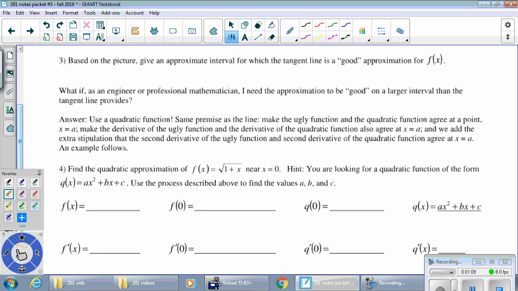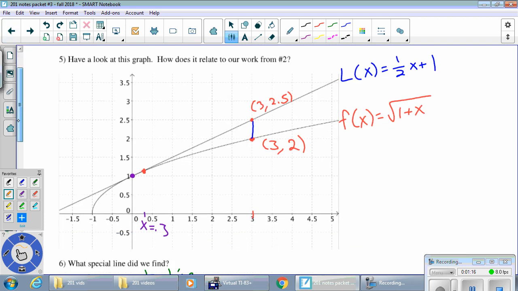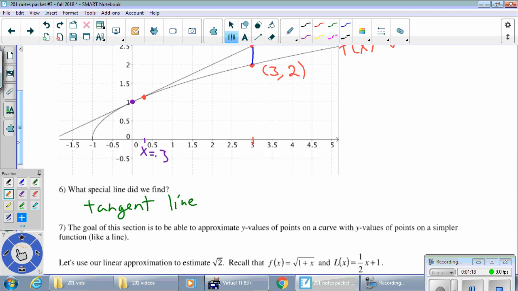Okay, based on the picture, the one on the previous page, give an approximate interval for which the tangent line is a, quote, good approximation for f of x. So I guess really what we're saying is, if you look at the curve and at the tangent line, let's see where we really can't tell them apart. This is just a ballpark kind of thing. I can still see them apart here versus down here, and probably right around there is the first spot where the two of them look like they kind of merge together.